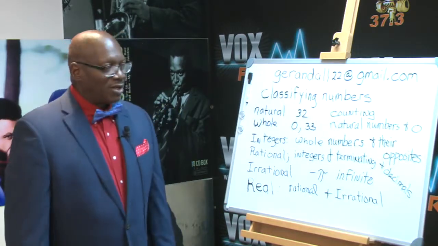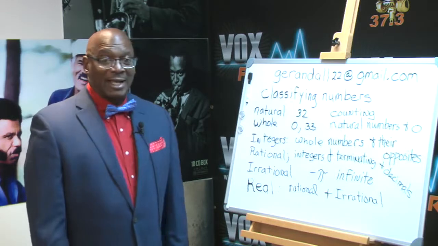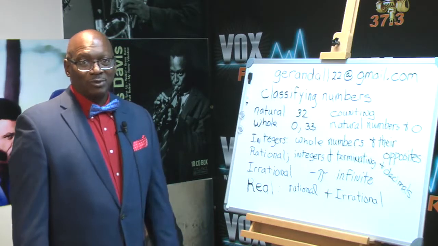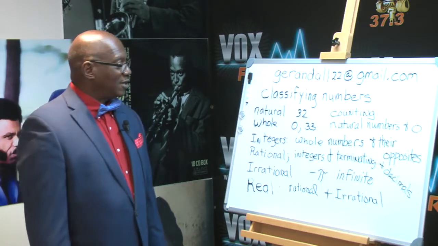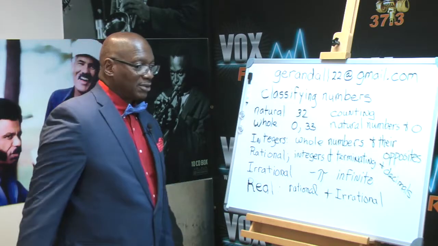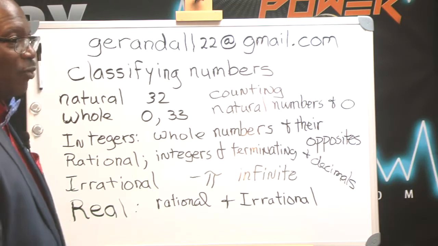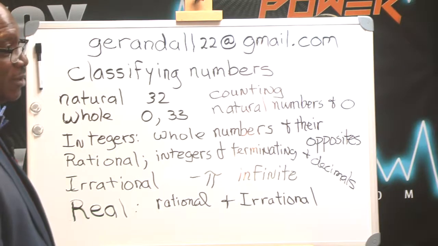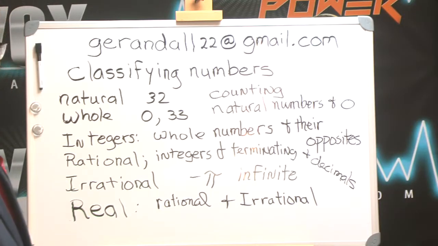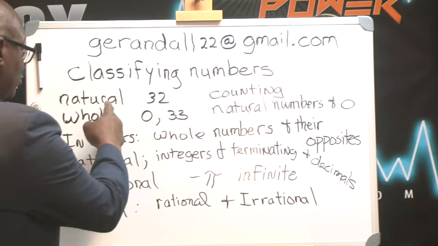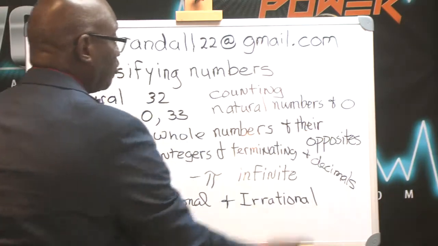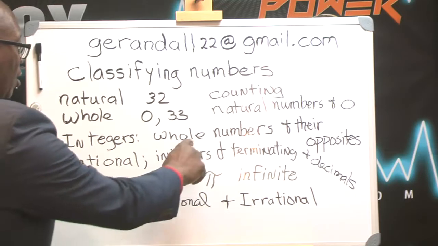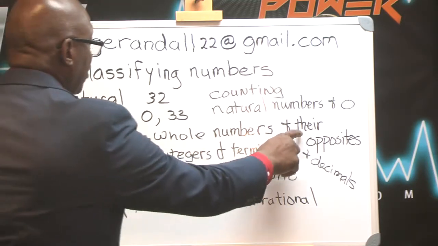And today, we're going to be talking about classifying numbers. I didn't think you knew that numbers have a classification. We have natural numbers, and those are counting numbers, which are 1, 2, 3, 32, 40, and so on. We have whole numbers. Again, they are natural numbers plus the number 0. We have integers. They are whole numbers and their opposites.